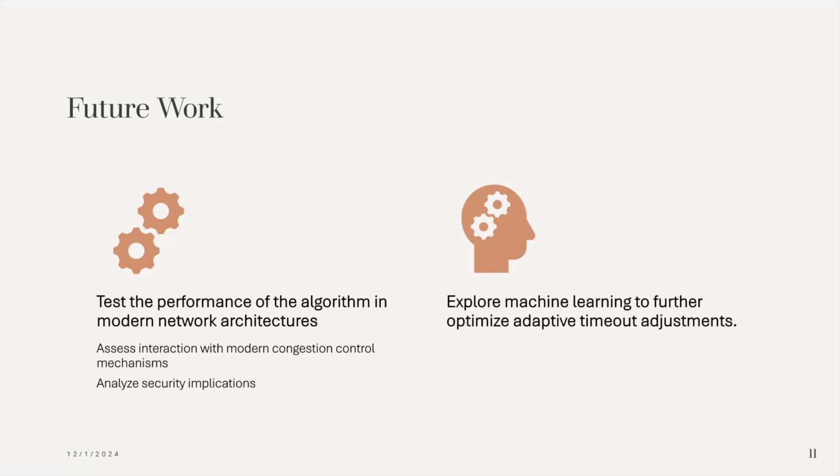Another area of work could be analyzing the security implications of this algorithm. For example, a malicious actor could trigger unnecessary retransmissions and cause packet delays or drops. Lastly, it will be exciting to explore the potential of integrating machine learning into the adaptive timeout adjustments.